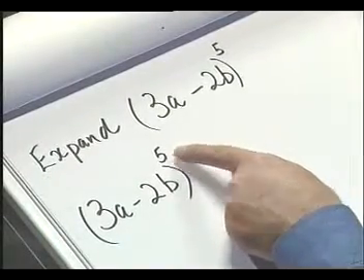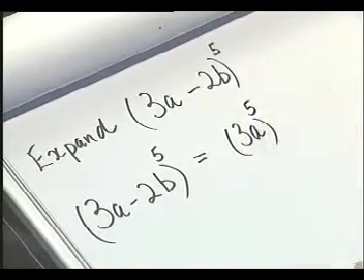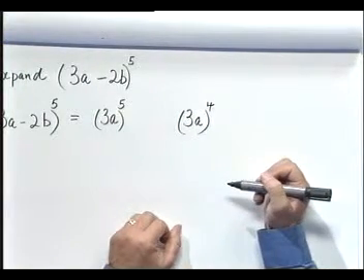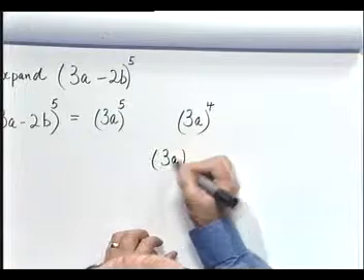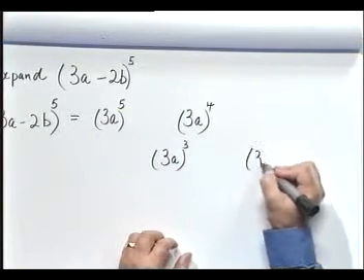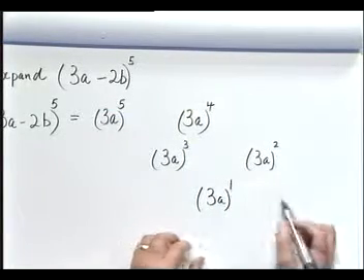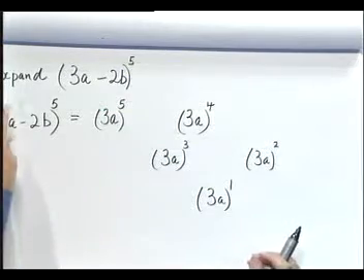As before, we want to take our first term and raise it to the highest power being 5. So our first term will be 3a, all raised to the power 5. The next term will have a 3a in it, and this time it'll be raised to the power 4. There'll be another term with a 3a in it, and it'll be 3a to the power 3, then 3a to the power 2, then 3a to the power 1, and then there'll be a final term that doesn't have 3a in it at all. That deals with this first term.